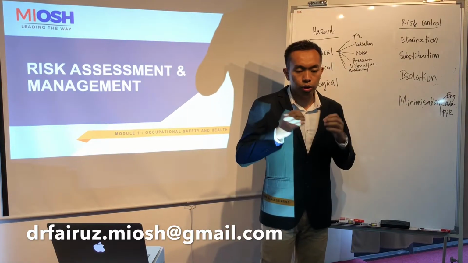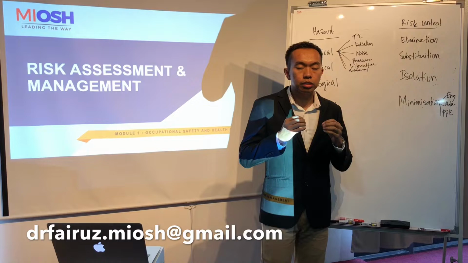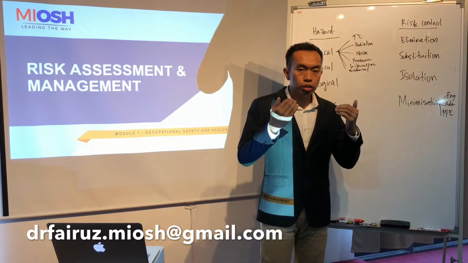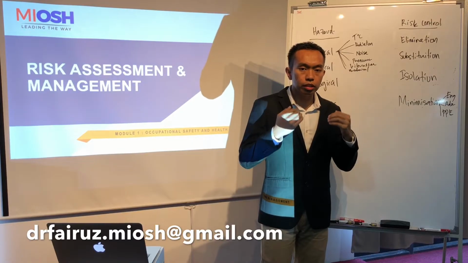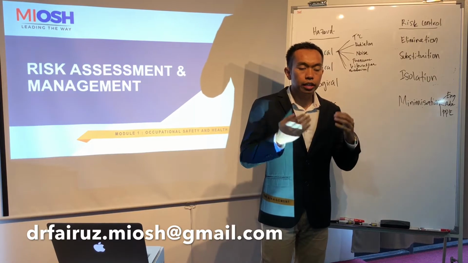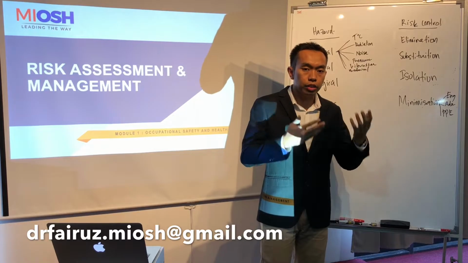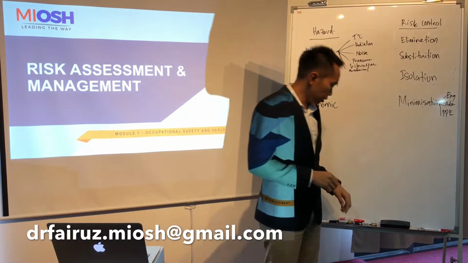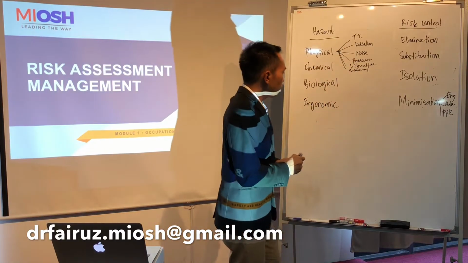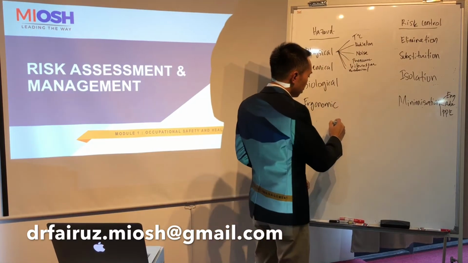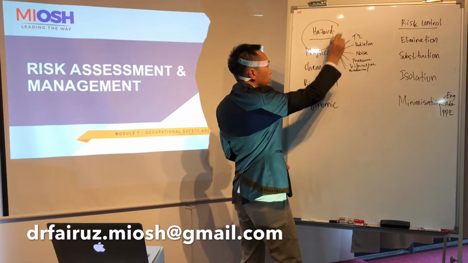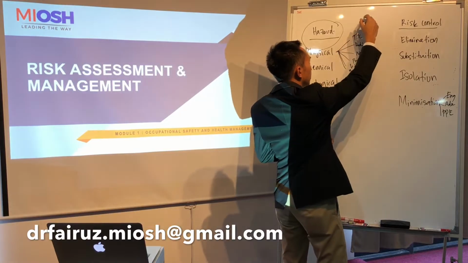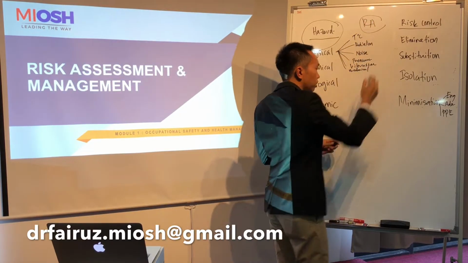Because we need to know what the hazards are at our workplace, and when we can identify as many hazards as possible, then we can calculate the risk, and then measure the risk, and after that we can do the intervention, which is the risk control. The concept is very simple. First we need to identify the hazards, and then we need to calculate the risk. Okay, risk assessment and risk control.